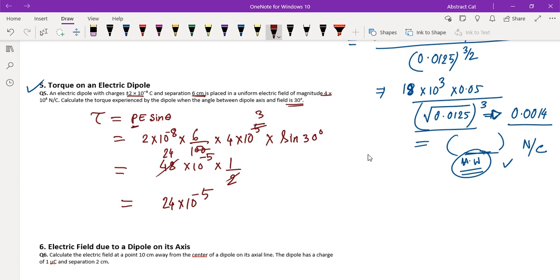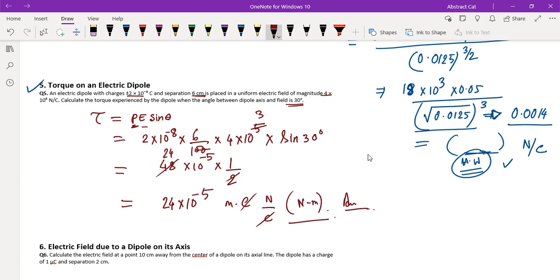Know the SI unit of P, the dipole moment. That is charge into distance, so Coulomb meter, and the electric field is Newton per Coulomb. So Coulomb cancels, final unit is Newton meter.